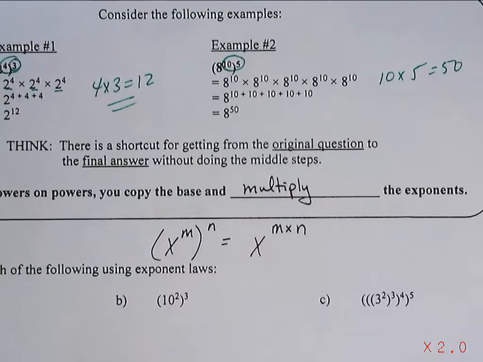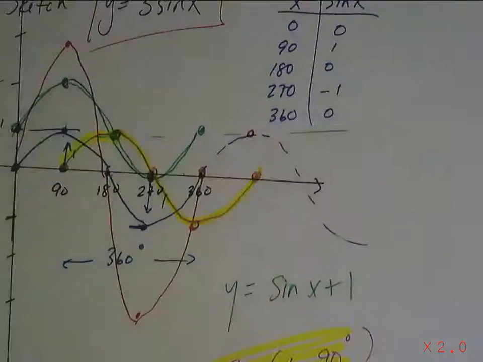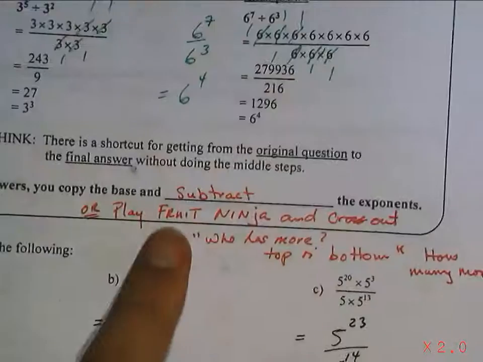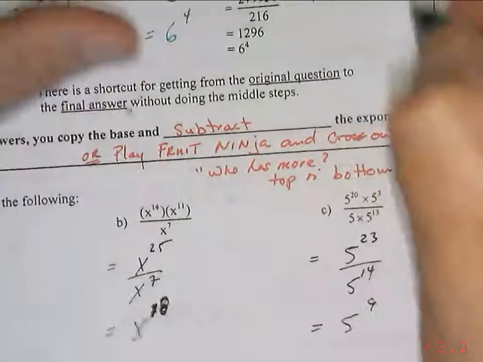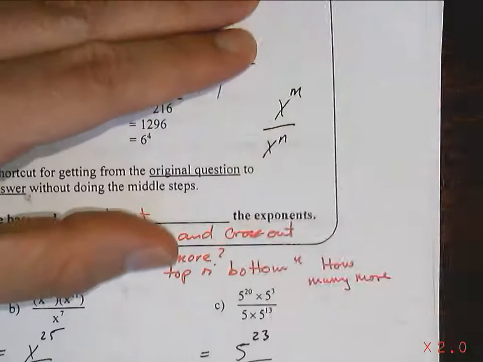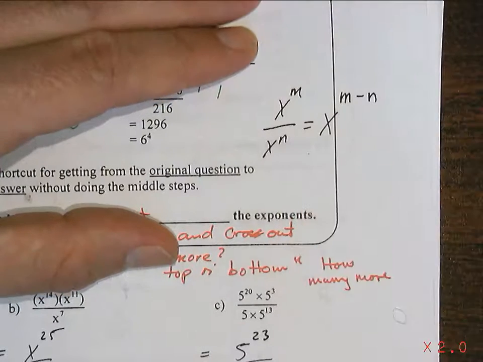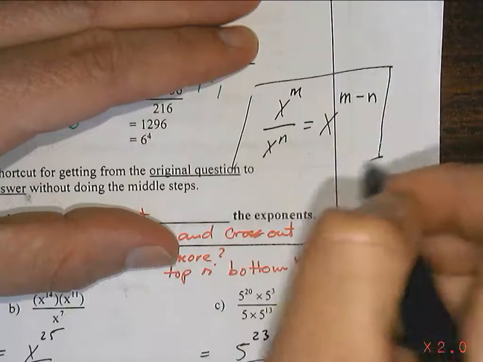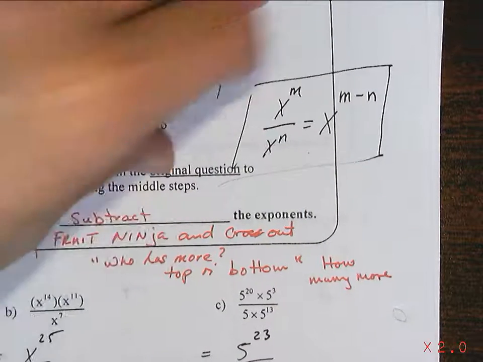Something that I want to go back to real quick. On the last one, multiplying powers, that was adding. Where's the dividing powers? There it is. Dividing powers, we subtract. Your grade 10 teachers taught you this rule: x to the m divided by x to the n equals x to the m minus n. That's the rule they taught you in grade 10 or in grade 9. Okay, so that's my Fruit Ninja one.